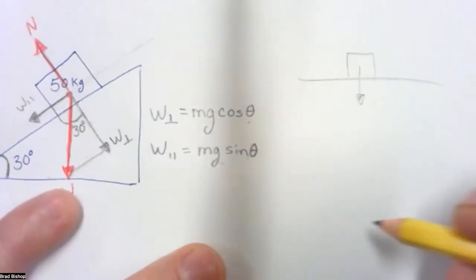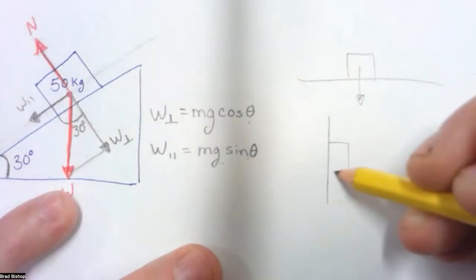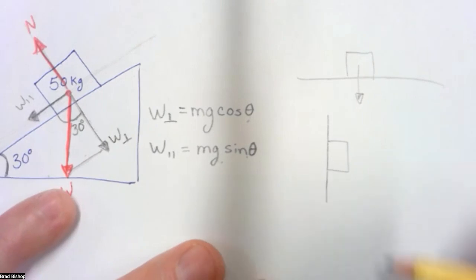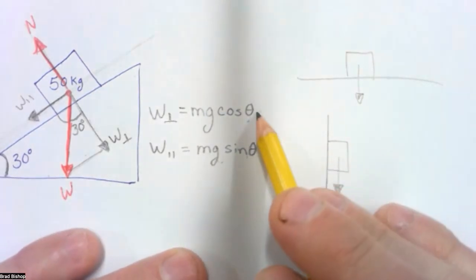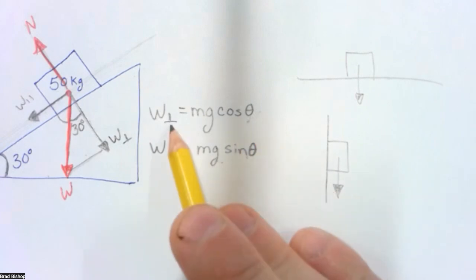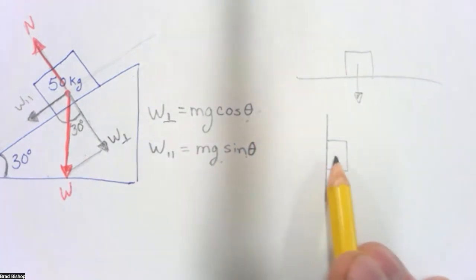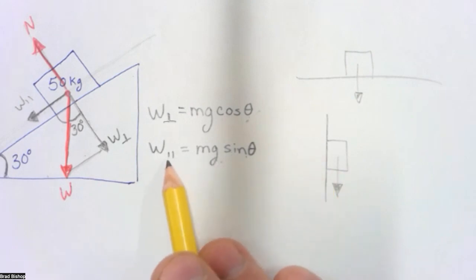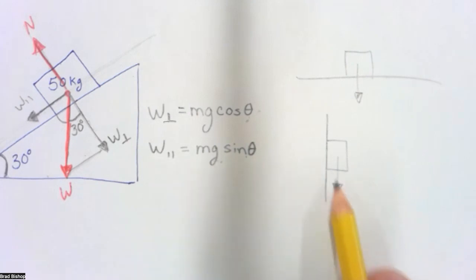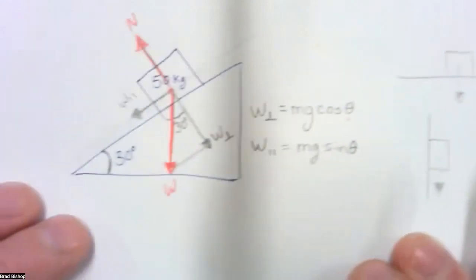If we end up having a 90-degree angle, we have an object on the 90-degree angle, weight is still straight down. Well, cosine of 90 degrees is 0. So none of its weight is perpendicular to the surface. None of its weight is pulling it into the incline. Sine of 90 is 1. So all of its weight is now parallel to the surface. But overall, this is our main setup.